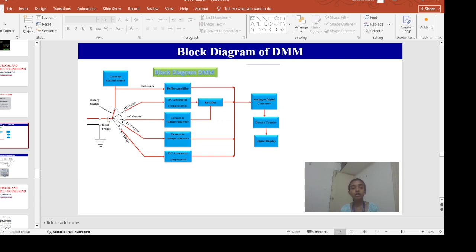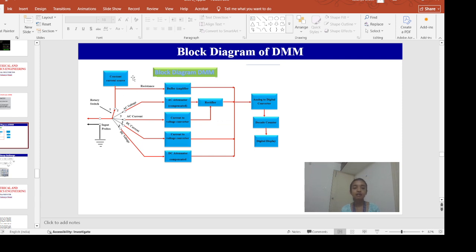If I want to measure an unknown resistance, I need to set the knob at position number 1. Similarly, if I want to measure an unknown AC voltage, I need to set the knob at 2. If I want to measure AC current, I set the knob at 3. If I want to measure DC current, then at 4. If I want to measure DC voltage, then at 5.